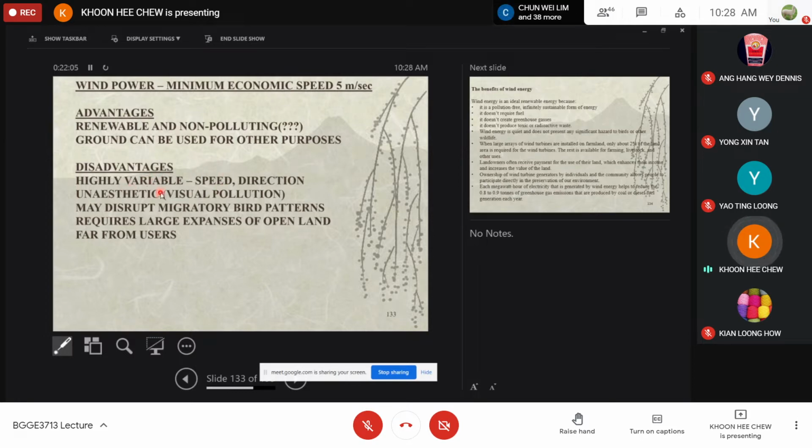And aesthetic is visual. People call it visual pollution because in a piece of land you are building all these tall wind turbines, so it makes the aesthetic or scenery of the place not so nice. It may also disrupt migratory bird patterns. It will kill the birds that migrate there. It requires large expanses of open land, just like the solar panels, solar energy, and it is far from the user.